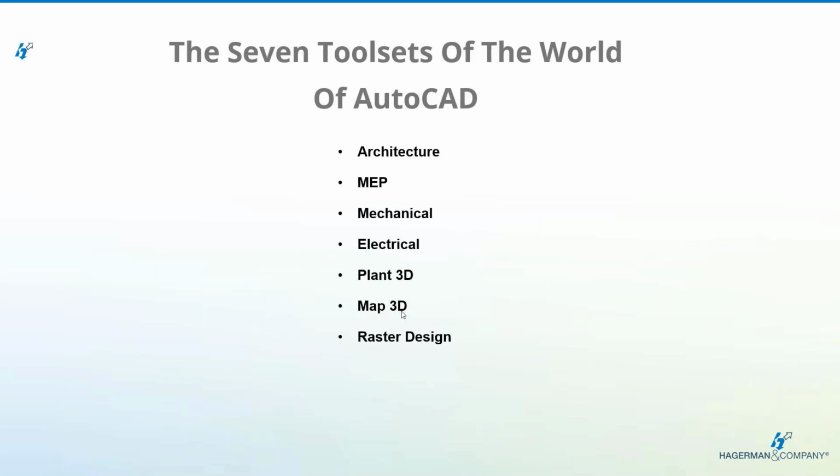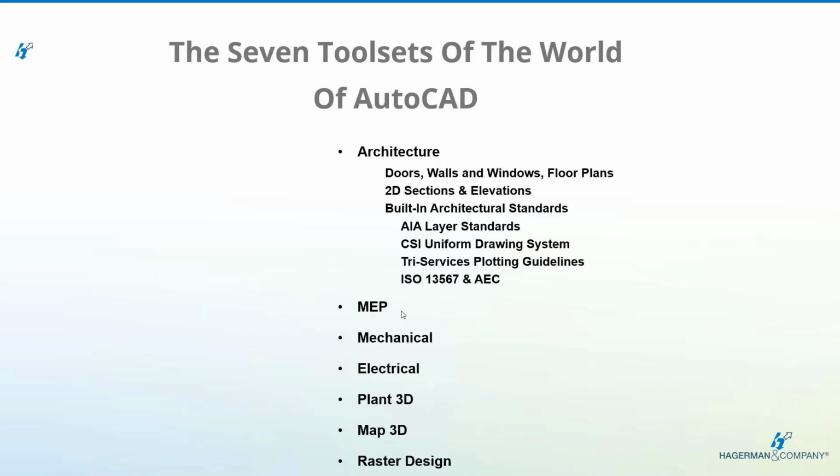But AutoCAD Architecture basically lets you draw doors, walls, and windows. You create floor plans that are all 3D. You can then create 2D sections and elevations automatically from those 3D plans. And it's got a bunch of built-in architectural standards, including the AIA layer system, CSI, tri-services plotting guidelines, ISO, and AEC. Those are all built into the product.